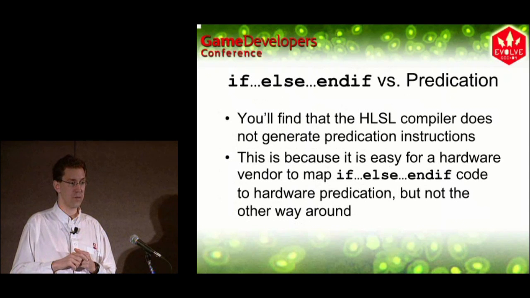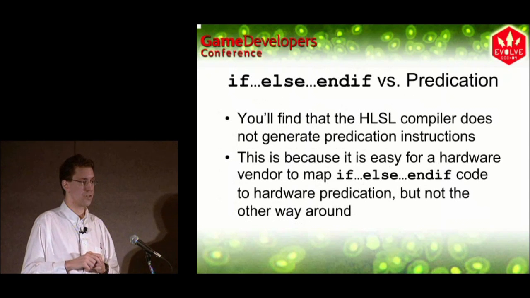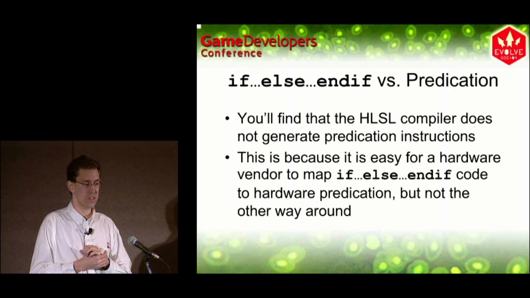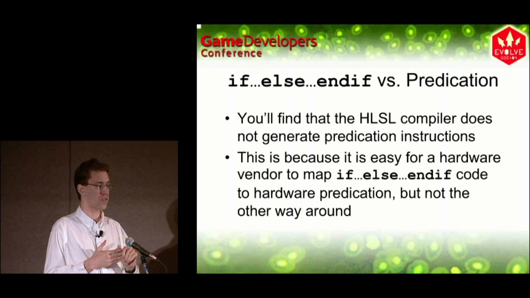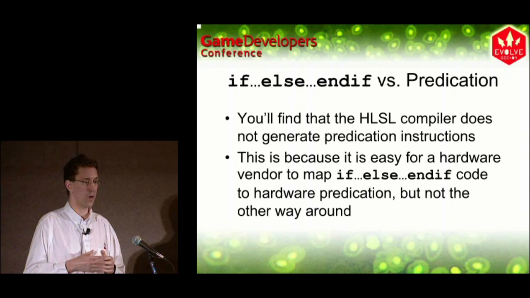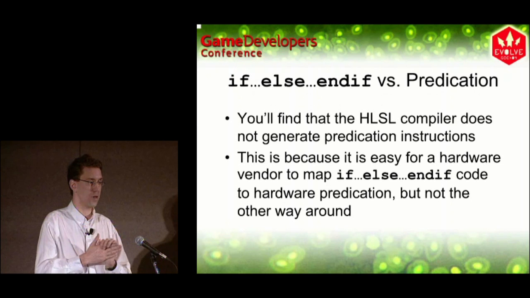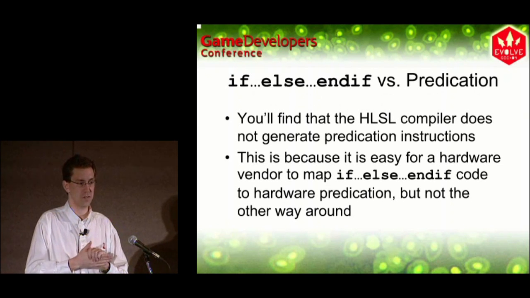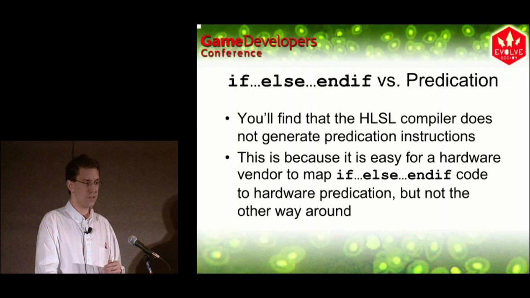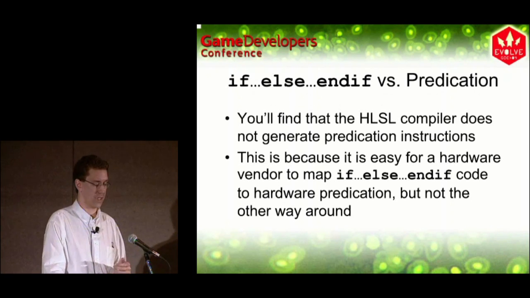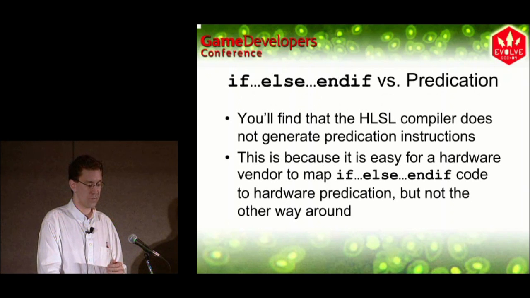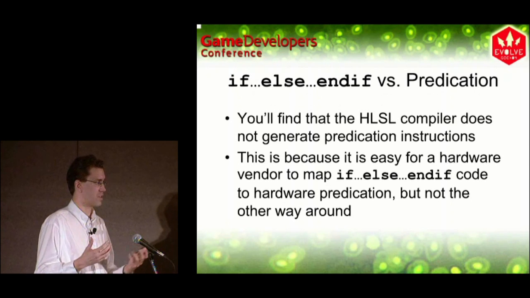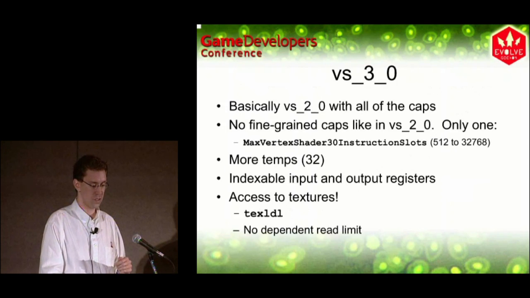You'll find the HLSL compiler does not generate predication. It just generates if-else type constructs in its output. The reason for this is that it's much easier for hardware vendors to map if-else constructs to predication. Any hardware vendor is free to build a machine that uses predication, and it's very easy to map if-else constructs onto that effectively. These are details that a lot of developers probably don't need to get into. But if you find yourself seeing interesting performance when you thought you were doing an optimization, this could potentially be why in the coming years.